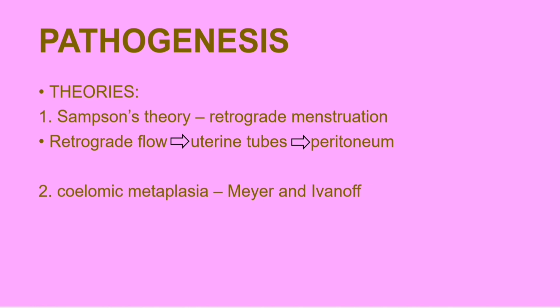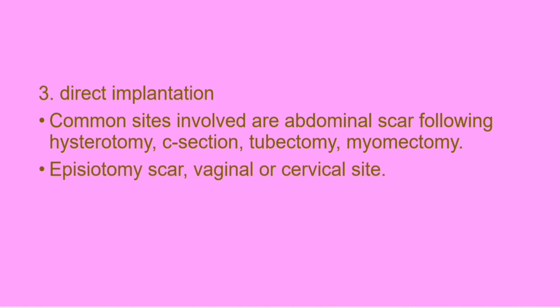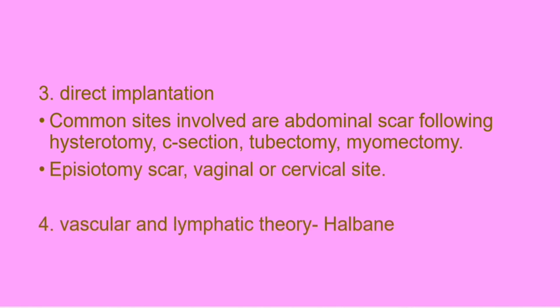It explains that due to chronic irritation of the pelvic peritoneum, the cell lining the pelvic organs will get converted into endometrial cells. The third theory is direct implantation. The cause can be iatrogenic. Common sites involved are abdominal scar following hysterectomy, C-section, tubectomy, or myomectomy. Episiotomy scar, vaginal or cervical site.